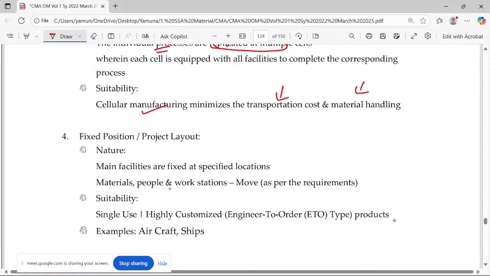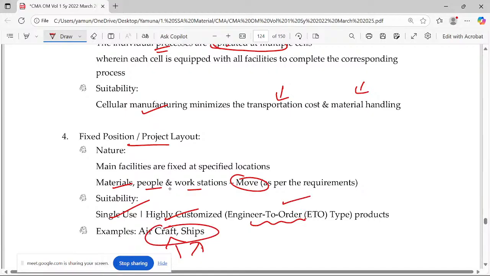Next is fixed position or project layout. Especially we go for aircraft, ships and all. We go to that place and we work over there. So material, people, workstations, they move. The resources that we have, we move to the project level. So it is a single use, highly customized, engineered-to-order product type. That will be helpful for one more person. Please highlight: what do you mean by engineered to order? It means all the people, machines, etc., will be moving to that particular locality.